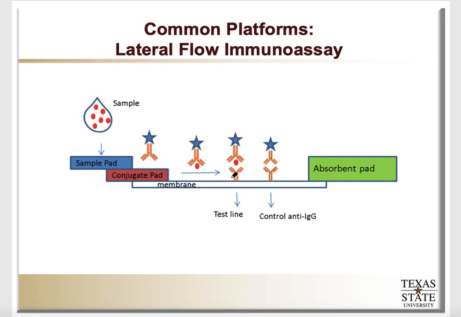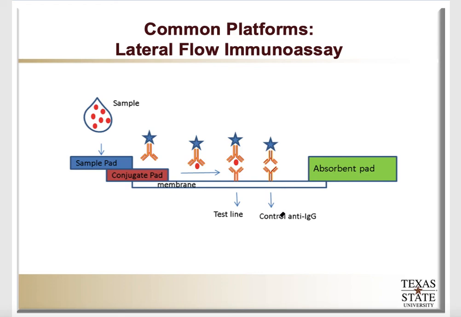And then more of the sample is going to continue through. And here you're going to have basically more of those conjugates that didn't bind to any of the targets. And so they would continue and they would bind here where we have that antibody that is specific to other antibodies. And so you would end up with 2 lines. And then the extra fluid would continue to the adsorbent pad.